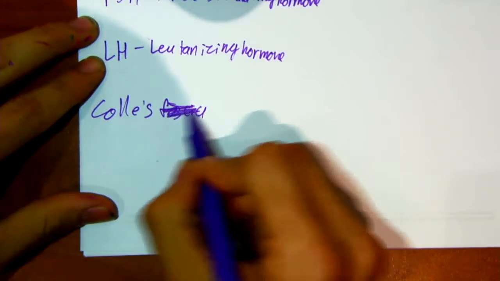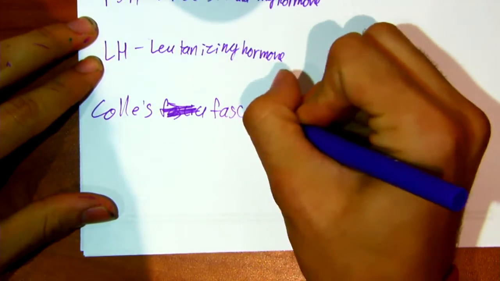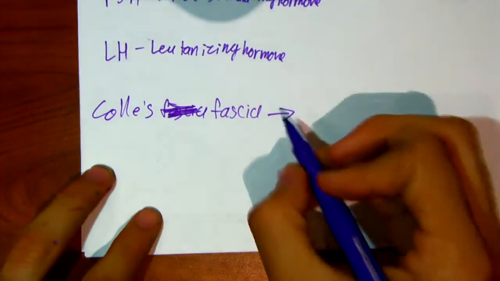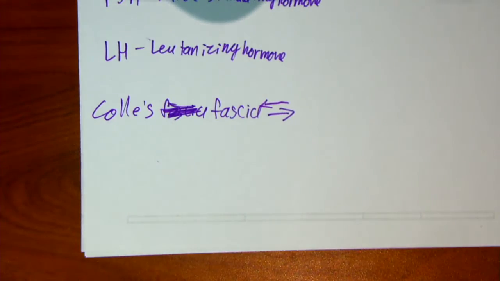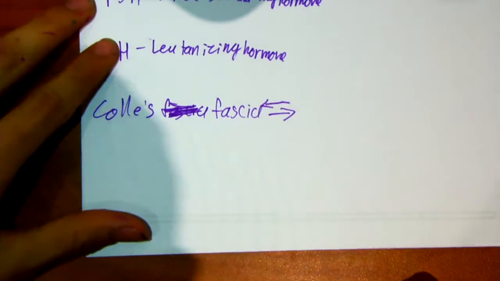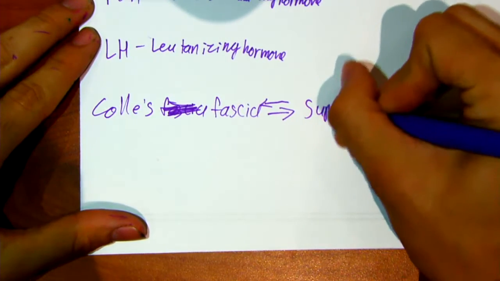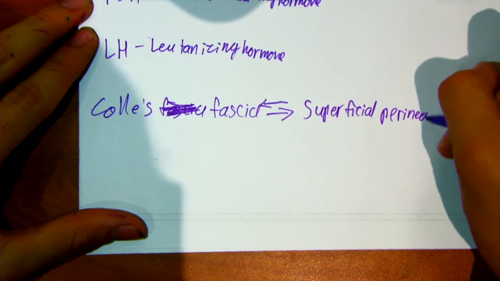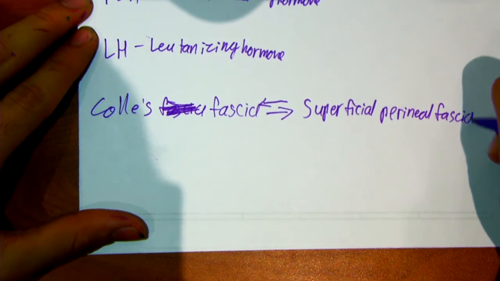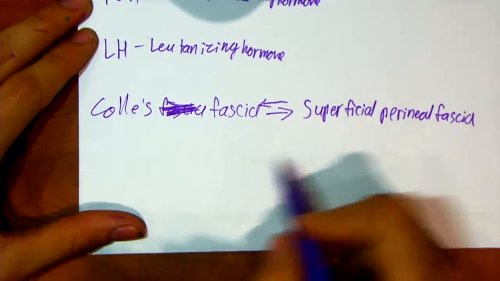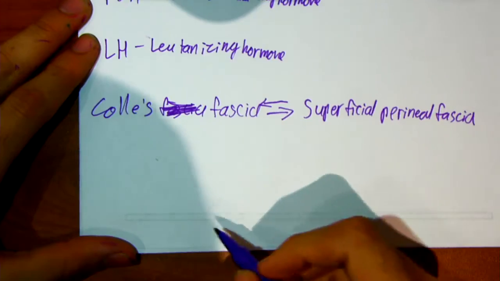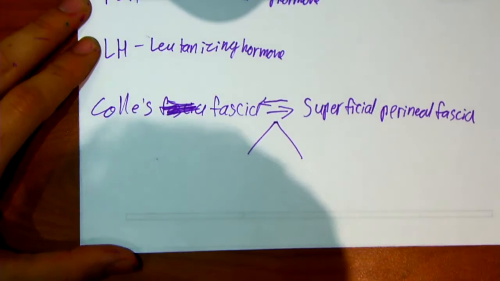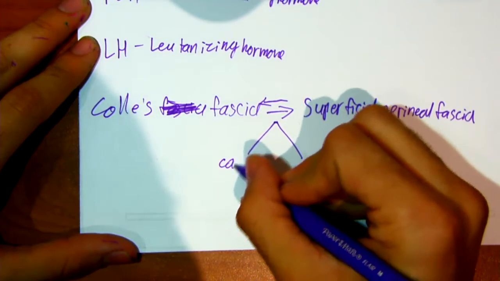I'll write this a little neater. All right, so Cole's fascia is the equivalent to the superficial perineal fascia. These double-sided arrows mean you can use either name. Now, one thing I will say, though, is that from this fascia is when you see the formation of two other fascias.